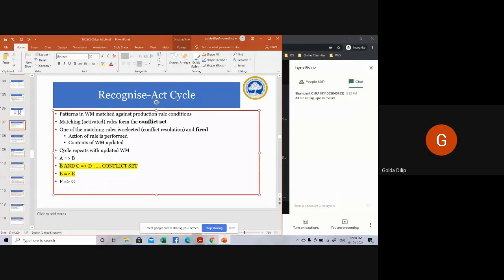Suppose you are resolving and deciding that B and C implies D has to be executed, then this will have a lower priority. This will be executed only after that gets executed. So that's what I mean to say. That's what your recognize-act cycle is all about.